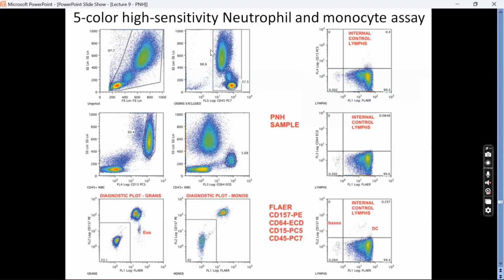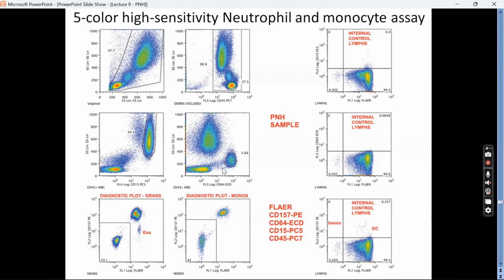Okay, now this is a 5-color tube where you can do neutrophil and monocyte in one particular tube itself. So they have gated the CD45 positive events, then all the CD45 positive events are put across CD15. So only CD15 positive population is checked for CD157 and FLAER. See, here they have not used specific neutrophil and monocyte markers, which are CD24 and CD14. Instead, they have used CD157 and FLAER. So now you find the PNH clone, which is negative for CD157 and FLAER, and normal population here.